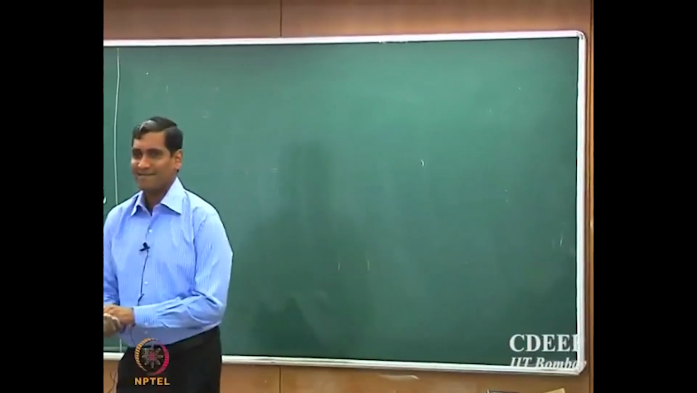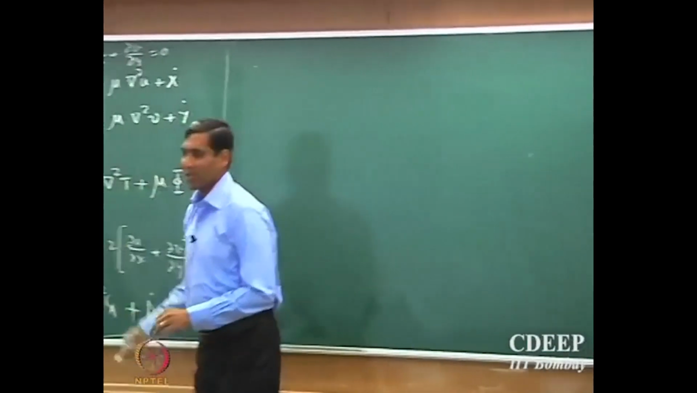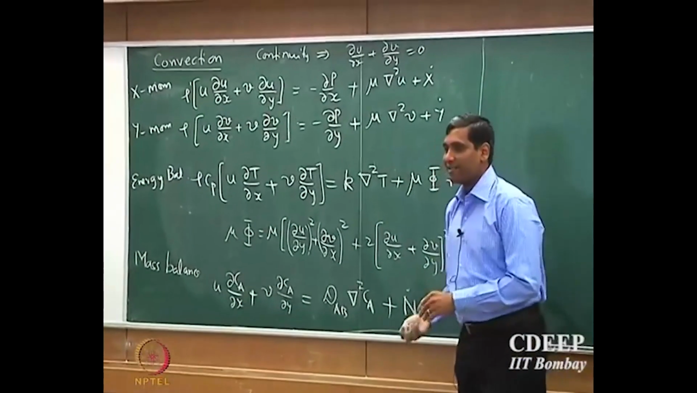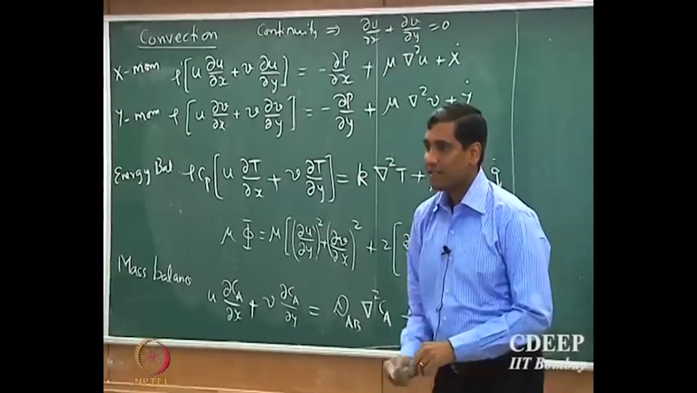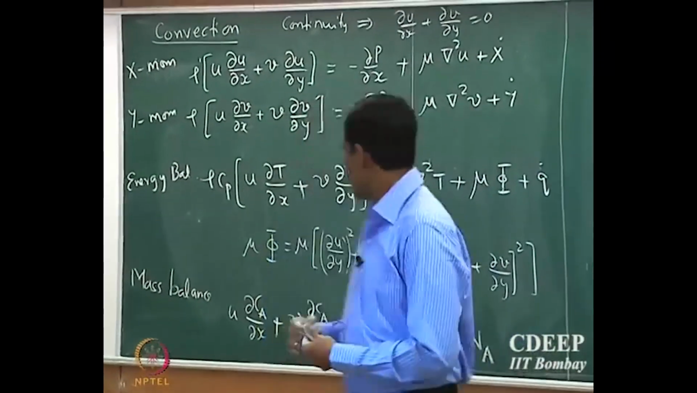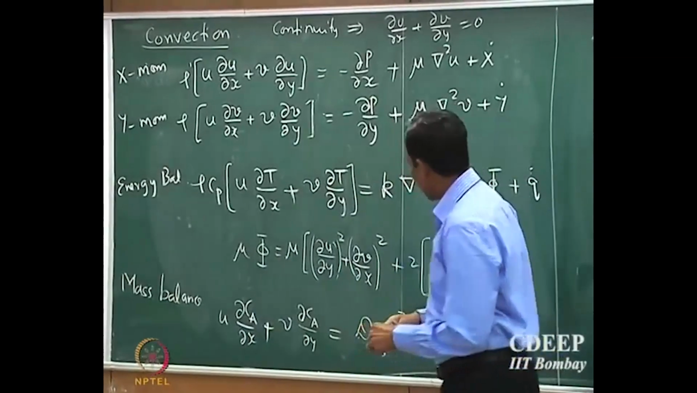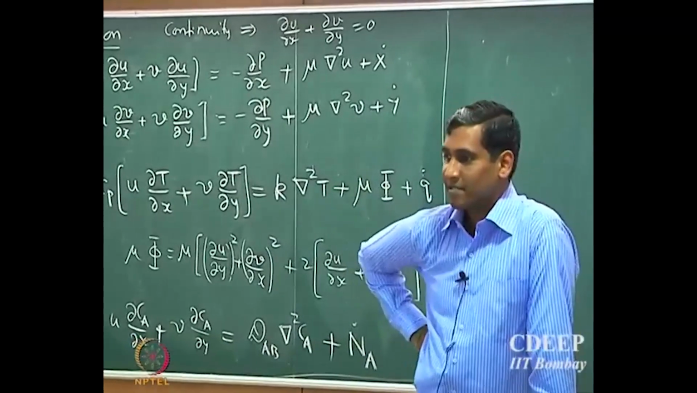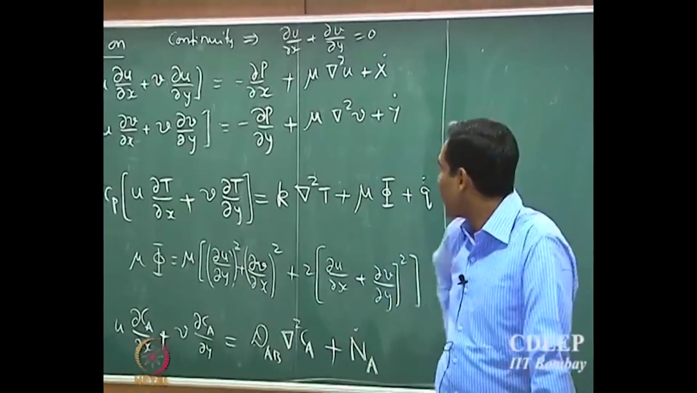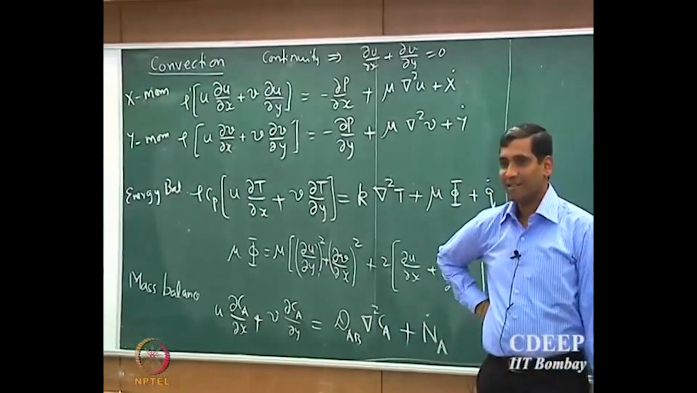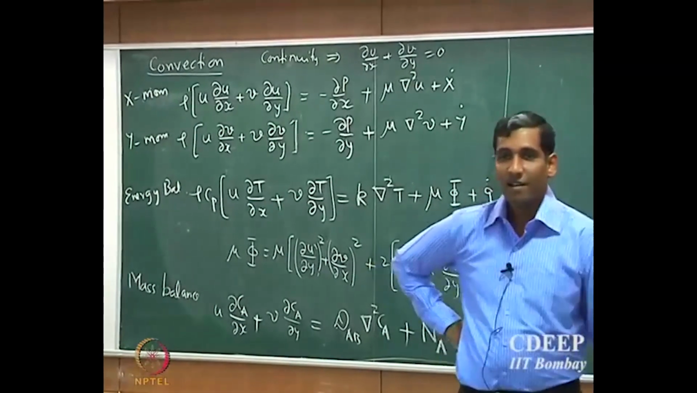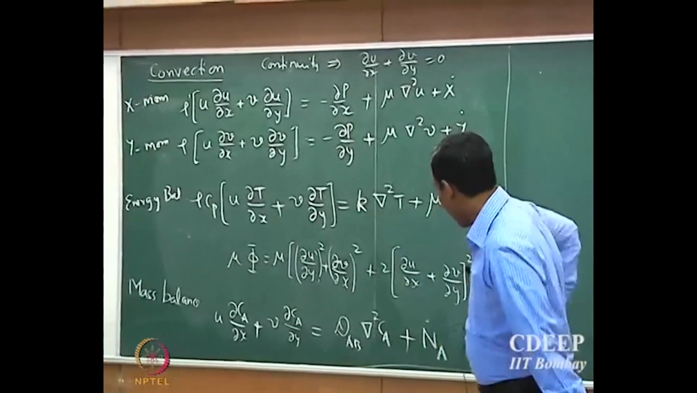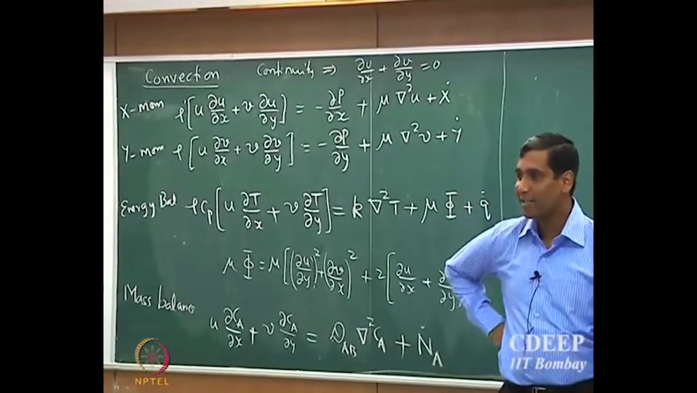Is this linear? Are these sets of equations linear? Why is it non-linear? Yeah? Convective term and viscous dissipation. Okay. In all the equations or only some of them? Some of them. So which one is linear, which one is non-linear? Yeah? All are non-linear. Mass balance is linear. What makes you think that it is linear?